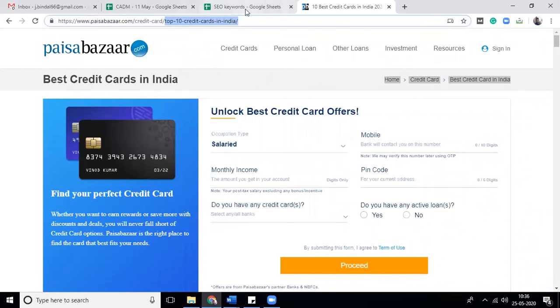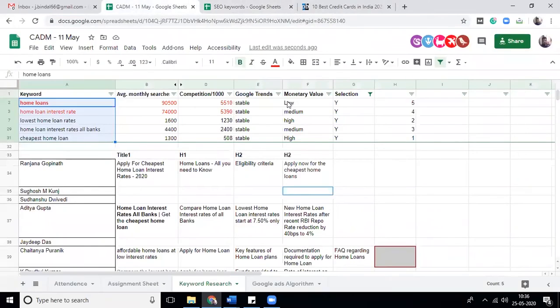I will come to that element. Okay, thank you. Okay.